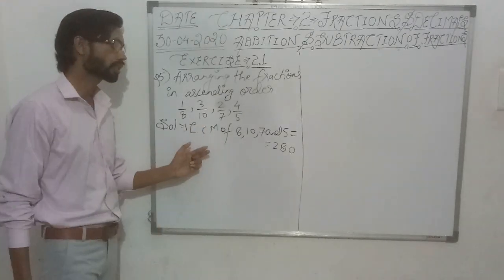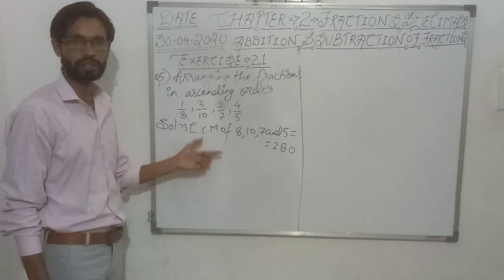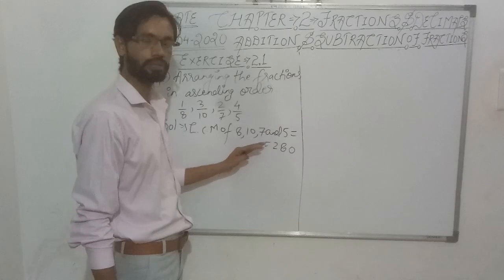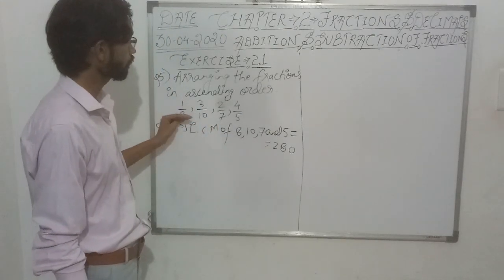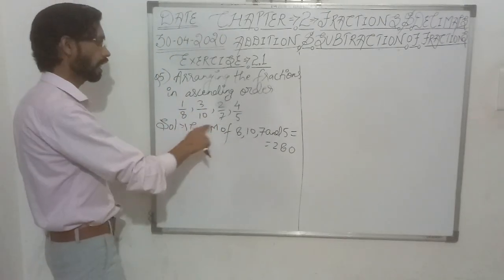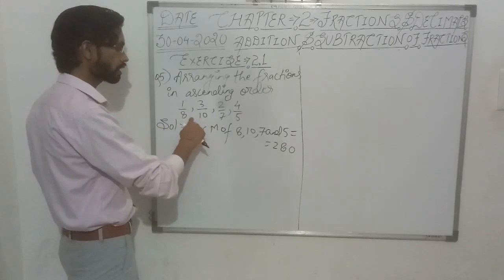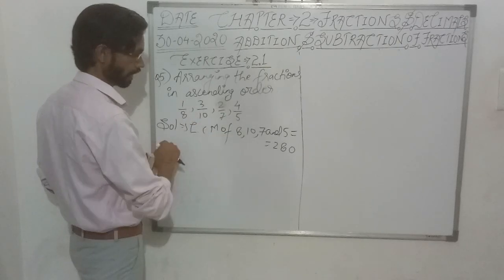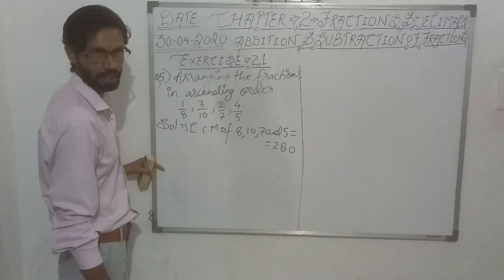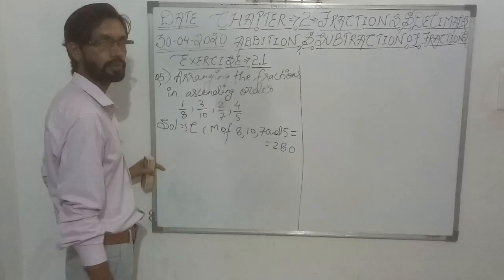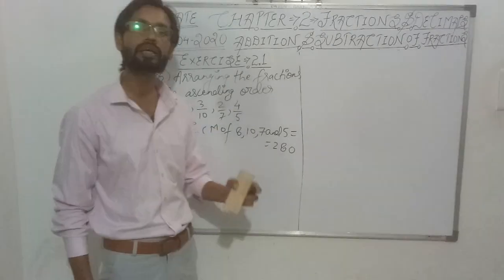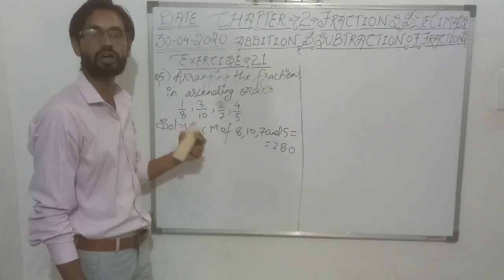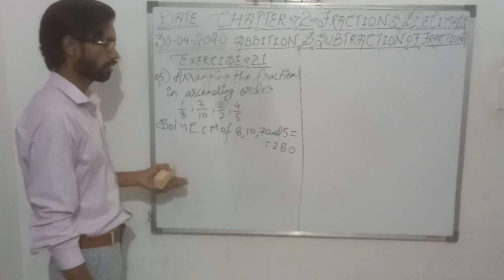Like whatever questions we have solved previously, the 4 questions where we did subtraction and addition, the same method is used for the LCM step. But when we try to arrange them, first of all we have to keep in mind that we have to make all the denominators given in each fraction equal. If we make all the denominators the same, then we can compare their numerators and easily find out which fraction is smaller or which fraction is greater.